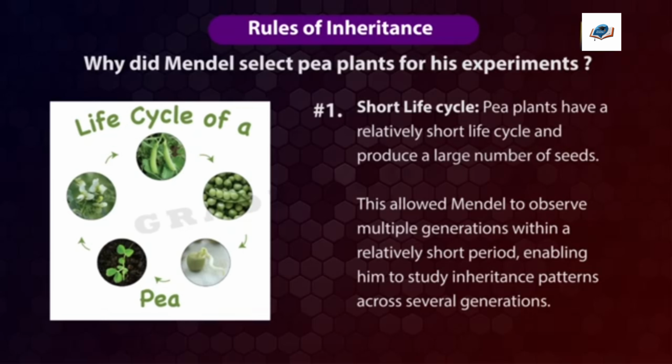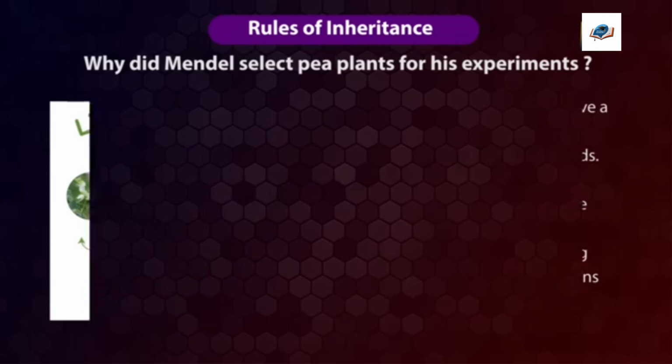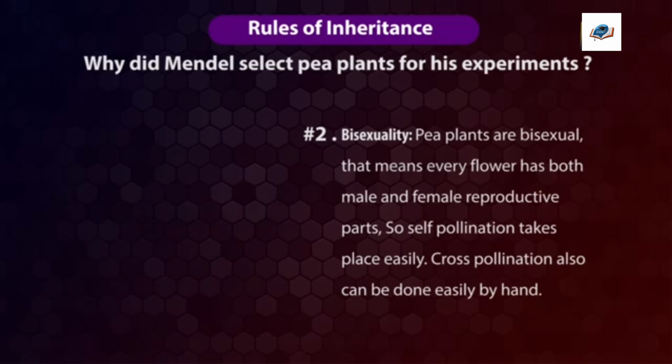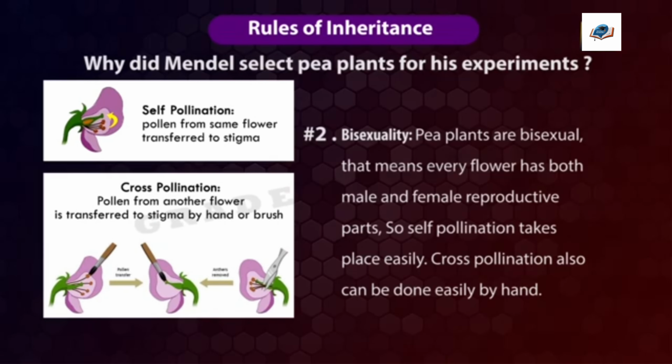This allowed Mendel to observe multiple generations within a relatively short period, enabling him to study inheritance patterns across several generations. 2. Pea plants are bisexual. That means every flower has both male and female reproductive parts. So, self-pollination takes place easily in them. At the same time, cross-pollination also can be done easily by hand.